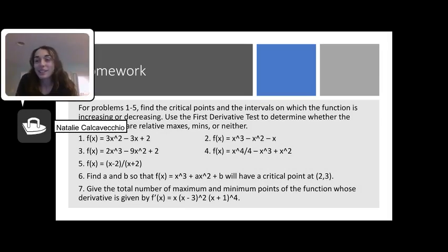Okay, class, great job today. Here is your homework assignment for you guys to do before next class. So for the first 5 problems, you're going to be doing the same thing that we've been doing with the first couple example problems. So you're going to be finding the intervals in which the function is increasing or decreasing and using the first derivative test to determine whether the critical points are maxes, mins, or neither. And then 6 and 7 are some challenge problems for you guys. Don't sweat it if you're not able to figure them out, but please give it your best shot.